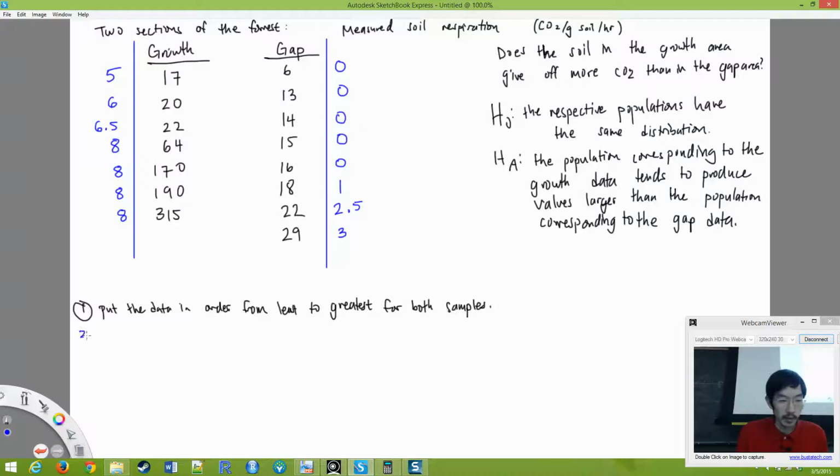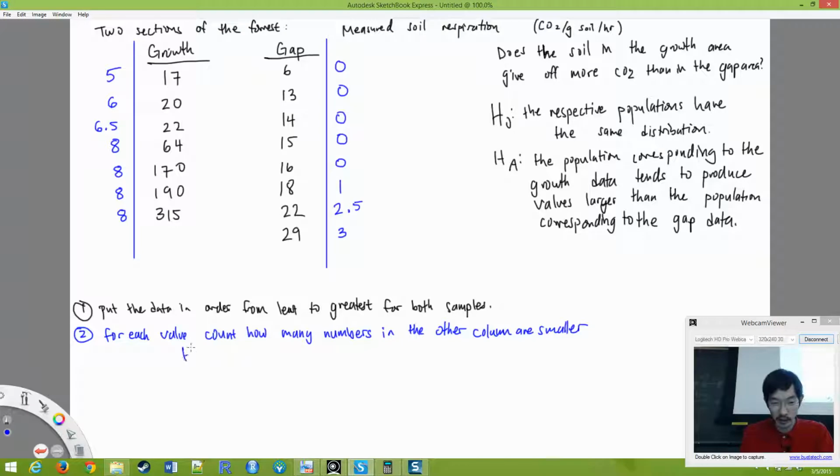Okay, so step 2 is for each value, count how many numbers in the other column are smaller than the selected value.